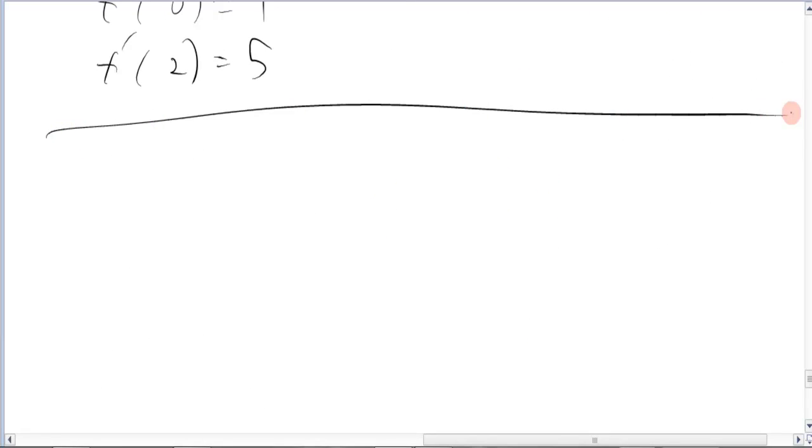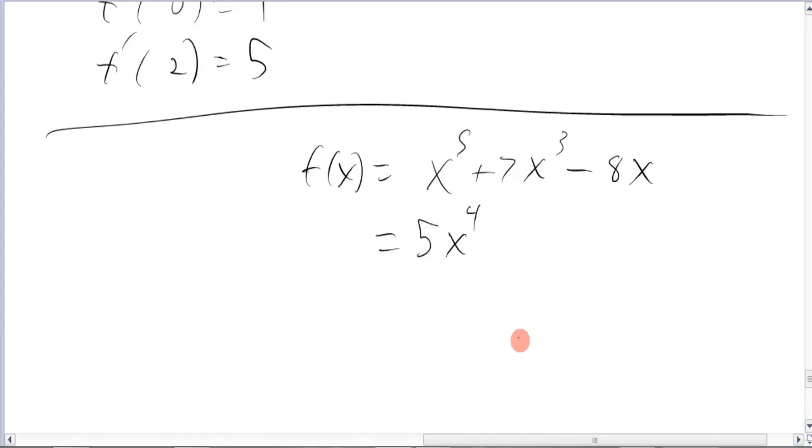So let me throw one more at you really fast so you can see what your derivative should be without doing any work. If I gave you f of x equals x to the 5th plus 7x cubed minus 8x. When I do this, the 5 will come out to the front, so that'd be 5x to the 4th. Plus 3 times 7 would make 21x squared. Minus, the 1 comes out to the front, giving me 8.